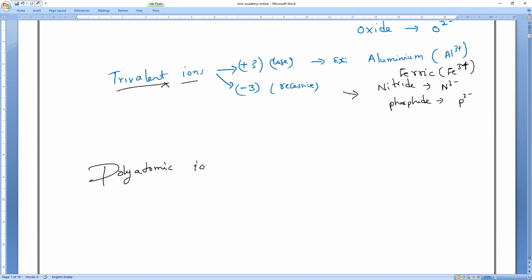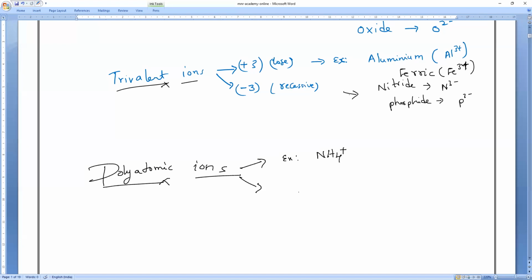Polyatomic ions. One and only polyatomic ion is positive. What is that, anybody? The one and only positive polyatomic ion. Ammonium. Other than ammonium, there is no other positive polyatomic ion. Are you clear, everybody?